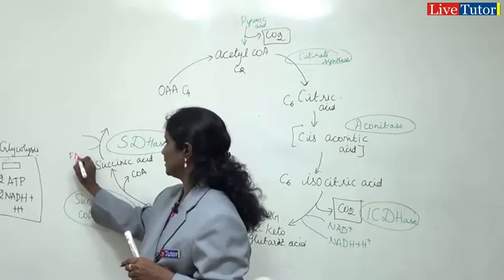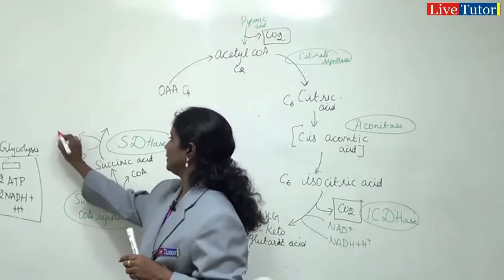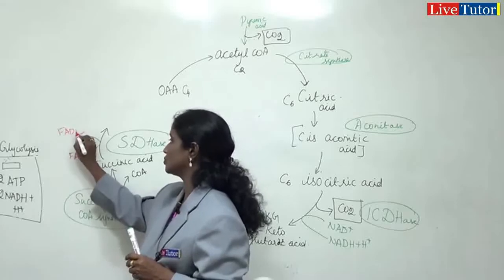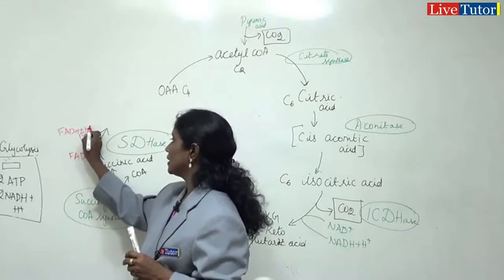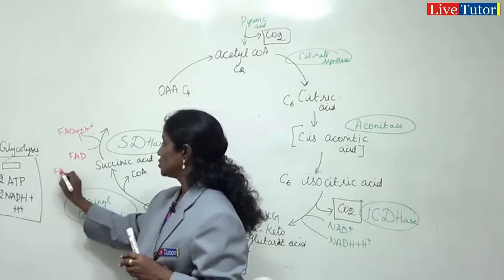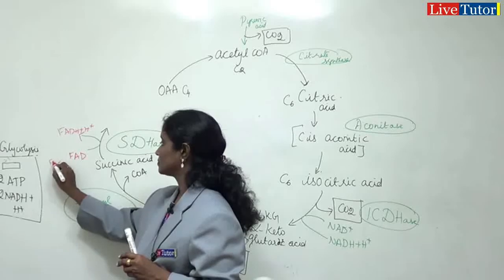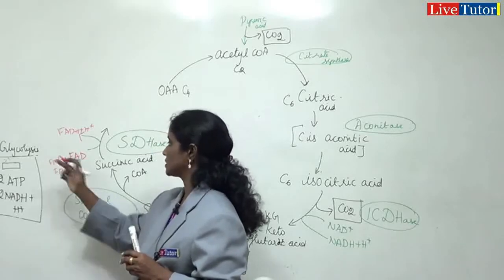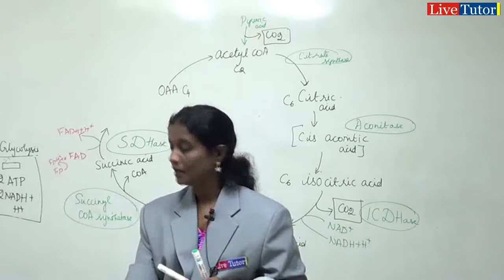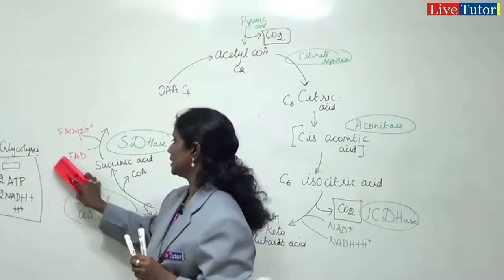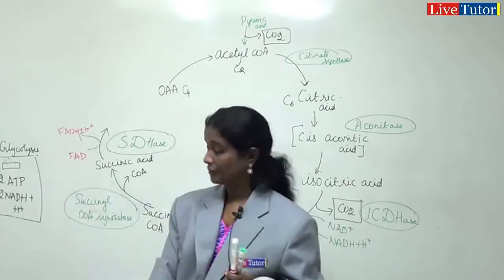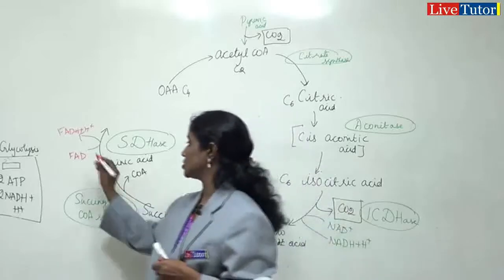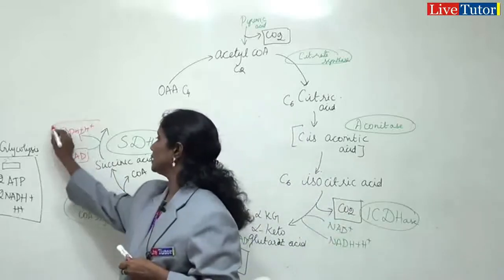FAD, flavin, then FADH2, or you can even write it as flavoprotein, FP to FPH2, whichever you prefer. FP to FPH2, plus H plus. Flavoprotein or riboflavin, flavin adenine dinucleotide. FAD to FADH2, because we are using FAD for the first time here. That is why I made a different color. FADH2 plus H plus.